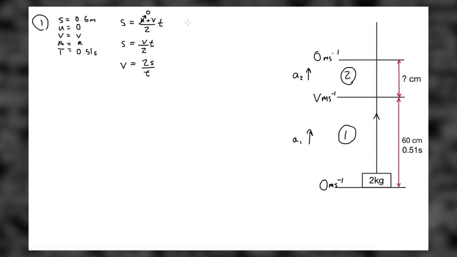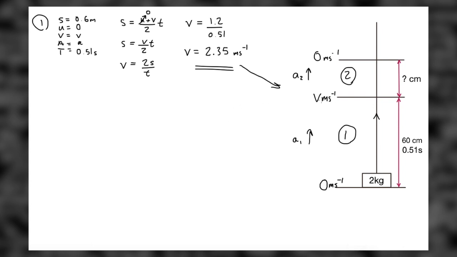So to find v, let's put some numbers in. s is 0.6, so we times that by 2, so I get 1.2 meters, divided by the time, which is 0.51 seconds, and this gives me a velocity of 2.35 meters per second. Okay, so that is the velocity at this point here.